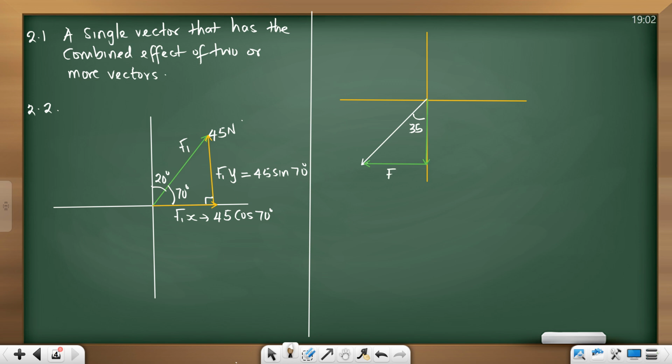And this one will be my what? F2. Let's call this F2. And this will be F2y. You might not have used these angles. We're still going to get the same answer. Opposite. This one is 35. The one that is opposite is sine 35 degrees. And the other one will be what? 35 cos 35 degrees. I'm done with all my components.